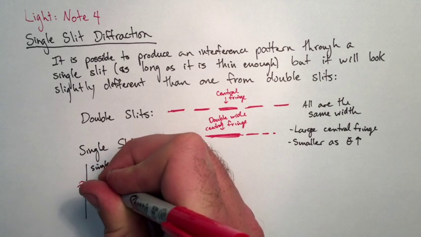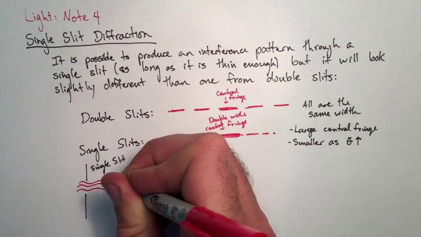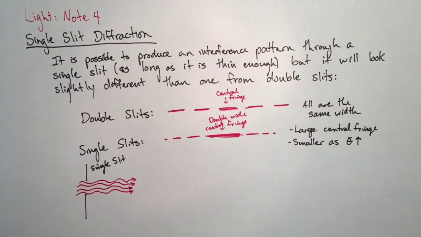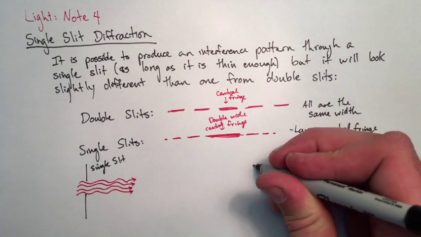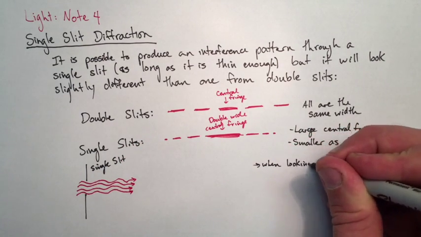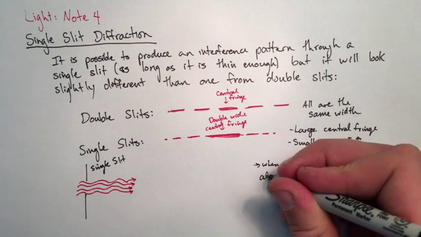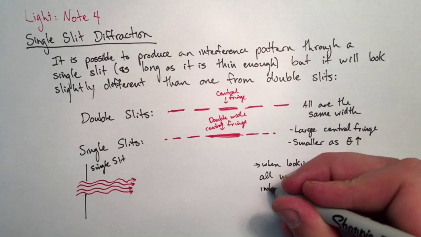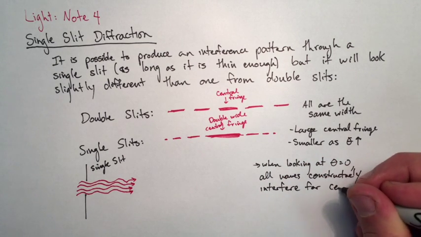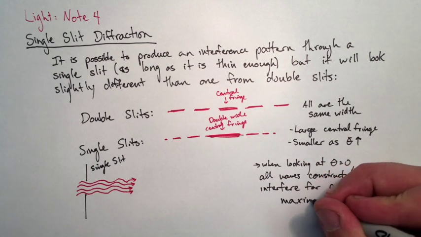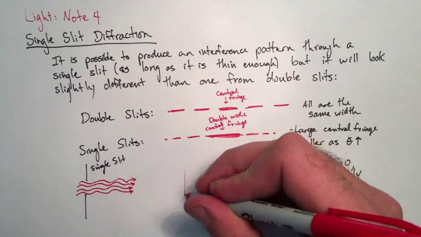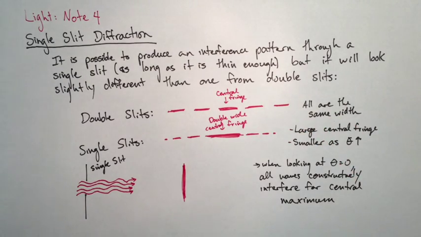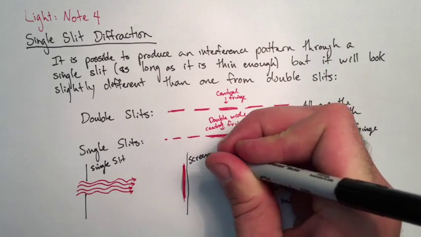That central fringe is created by a lot of photons going straight through that single slit. If they're all going straight through and if they're all in phase, they're going to constructively interfere, and that's what makes a really bright fringe in the middle of the pattern. So here, if this is our screen, that's where our bright fringe will be.